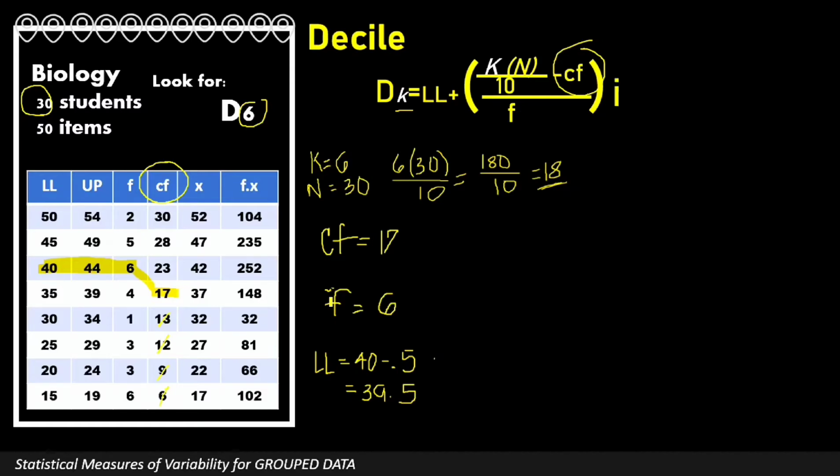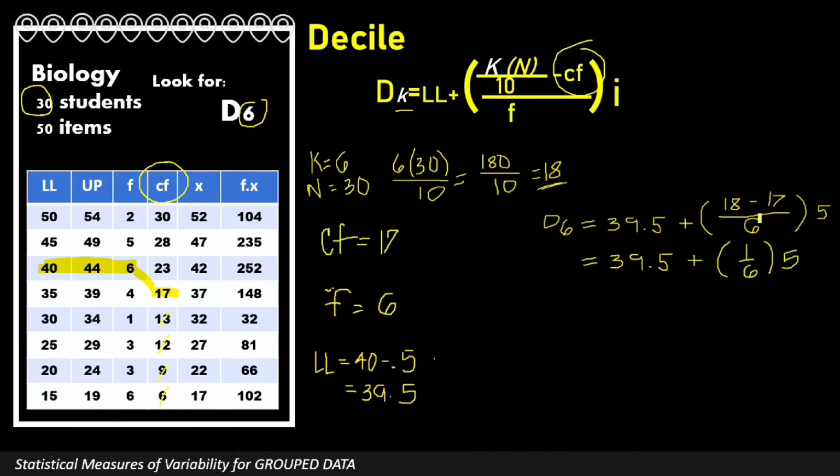So, isolve na natin ang decile. Decile 6 equals 39.5 plus 18 minus 17 over 6 times 5. Uunahin natin isolve yung nasa loob ng parenthesis. So, copy 39.5 plus, so 18 minus 17 is 1 over 6. Copy natin yung interval na 5. Copy again, 39.5 plus, so 1 over 6 is 0.16. Copy the interval 5.